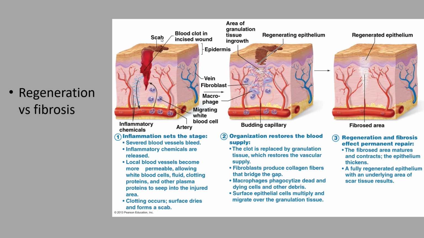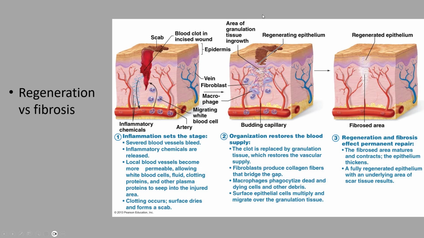Now we'll talk about how tissue gets repaired. And most tissues in the body can repair themselves to some degree or another. But when they repair themselves, it will follow two different pathways. There's something called regeneration or fibrosis. So let's first look at the steps of how tissue heals itself or repairs itself, and then we'll talk about the difference in regeneration and fibrosis.